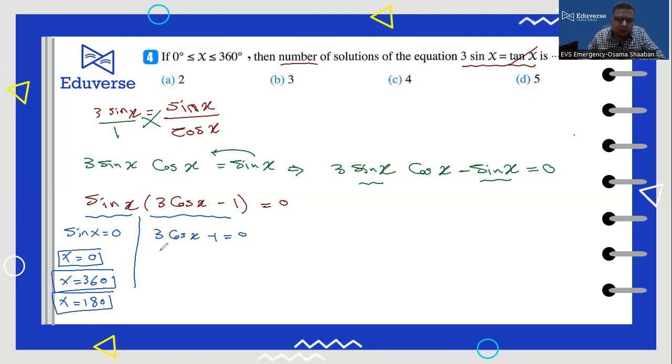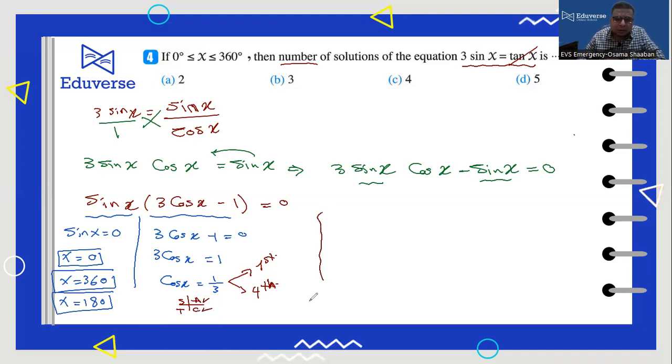Also here, 3 cosine x equals 1, so cosine x equals 1 over 3. But cosine x is positive in the first quadrant or fourth quadrant. You remember the rule? Yes. So first or fourth.